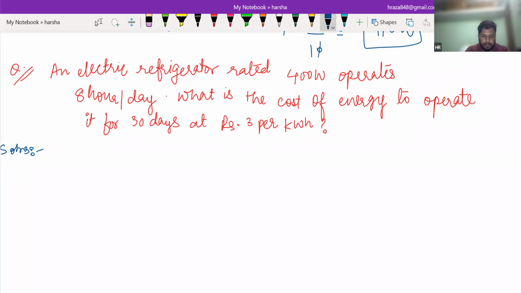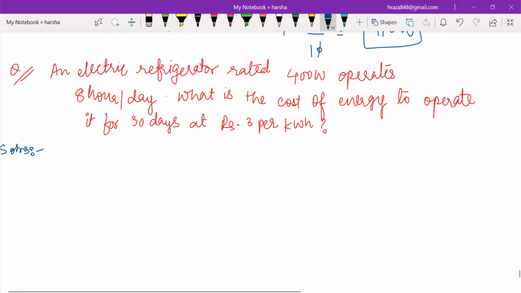Can you do this, Harsha? Sarah, Abdullah, and Hamna. Hamna is not trying. Okay, please do it, and let me know if you are unable to solve it. Okay. Yes, sir.